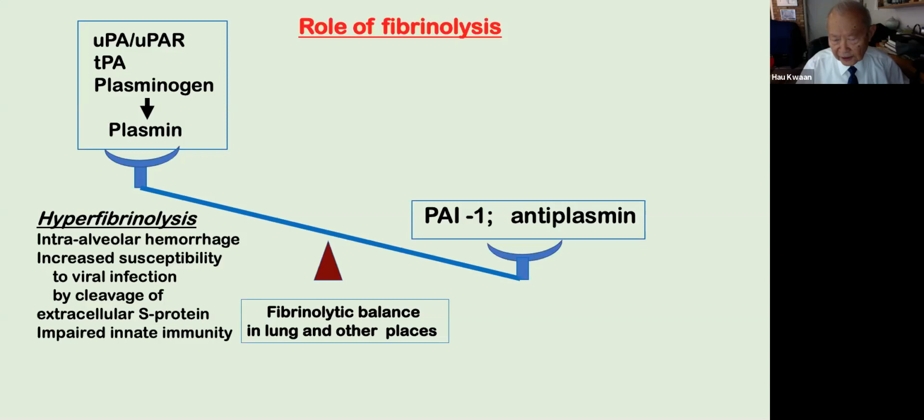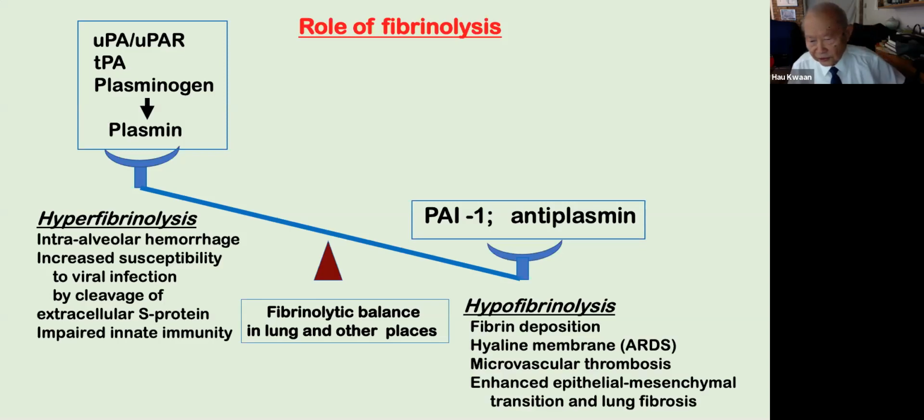On the right-hand side, if the PAI-1 is strong, high, it would help favor fibrin deposition, which is the hyaline membrane in the alveolar. It would also cause microvascular thrombosis. And at the same time, it can also enhance the epithelial mesenchymal transition into fibrosis in the lung. So all these are happening in COVID-19. We still do not know at this time the long-term sequelae, whether there's lung fibrosis at this time.